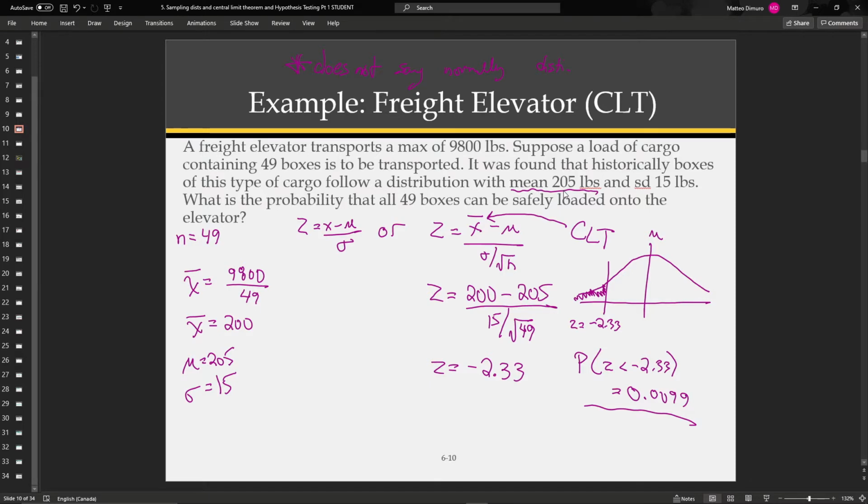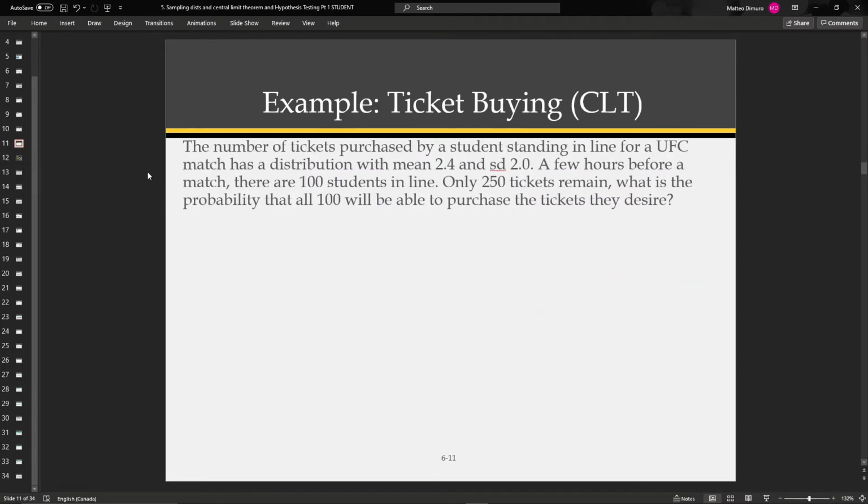If the mean is 205 and there's 49 boxes, if you go 205 times 49, you get 10,045. Okay, so that means that, yeah, probably, if that's usually what the boxes are like, and there's 49 of them, then we're likely going to be over. So this kind of seems to make sense. When possible, it's good to just double check and see if your answer makes sense.